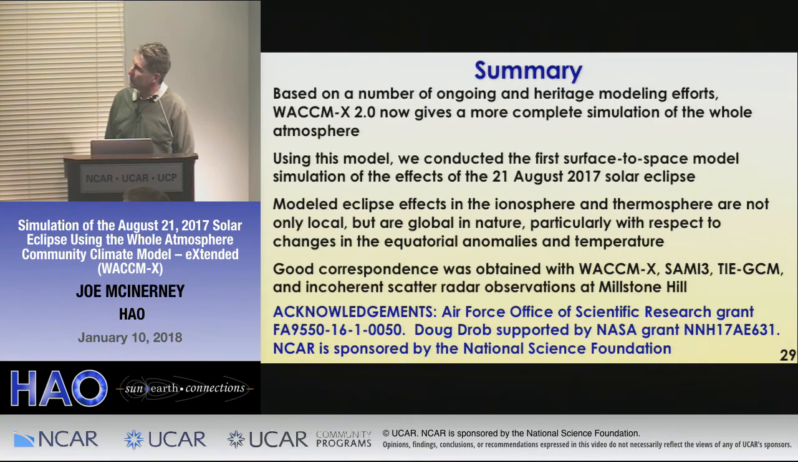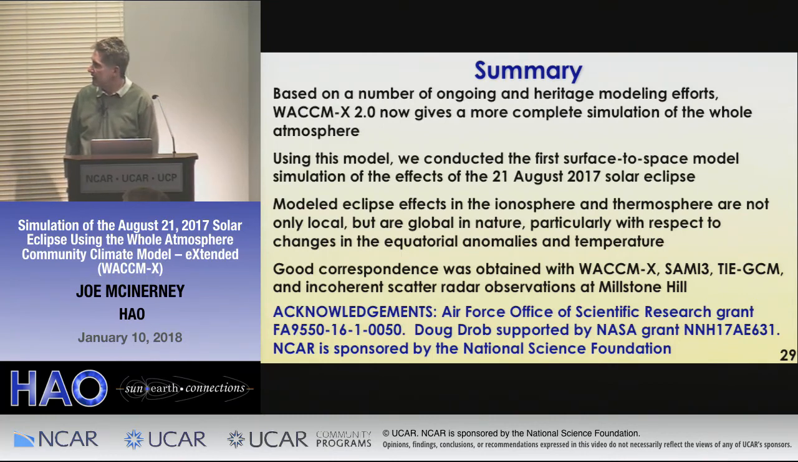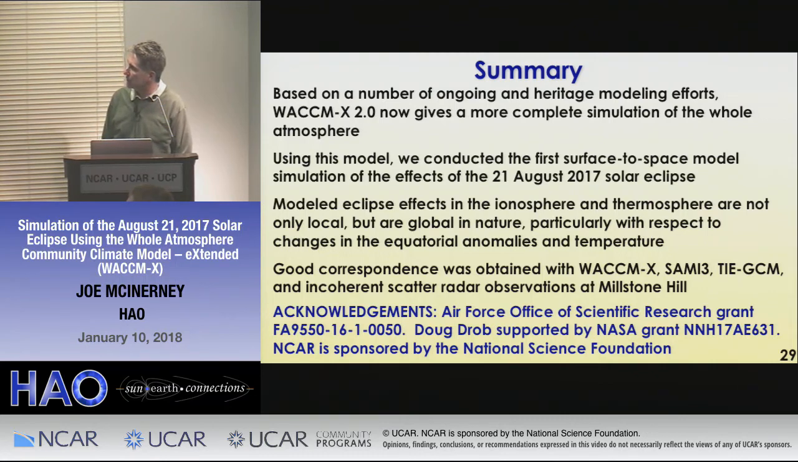This is based on a number of ongoing and heritage modeling efforts. It's a whole atmosphere model, so we use this model to do a surface to space simulation of this eclipse from last year. The eclipse results in the ionosphere and thermosphere show us that not only is there an effect on the thermosphere and ionosphere in the eclipse path and in the eclipse shadow, but it actually becomes global in time. And especially when you look at the equatorial anomaly region, there's a clear effect on the electron density in the F2 region and in the equatorial anomalies.